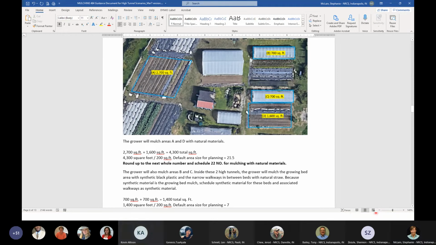Yeah, looks good. So let's say the grower does know exactly where on their farm it's going to be mulched, and maybe using a visual would help in determining the mulch area. In this case, the grower knows that plots A and D will be mulched with natural materials like straw. So it's pretty simple. We would add the area of A plus D and divide by 200. The total is 4,300 square feet, divided by the 200 square feet default area size, and you get 21.5. So then we'd round up to the next whole number and schedule 22 numbers for mulching with natural materials in that scenario.